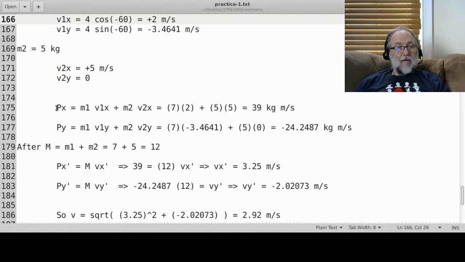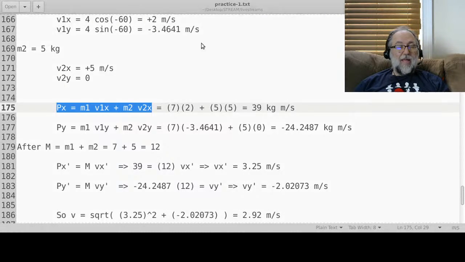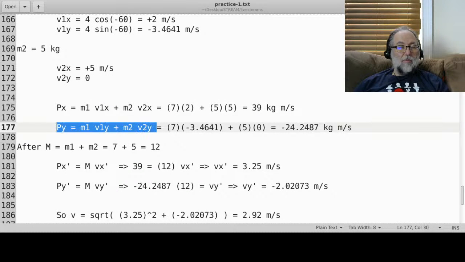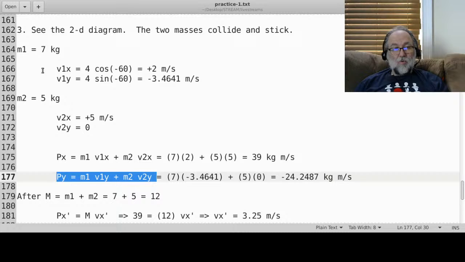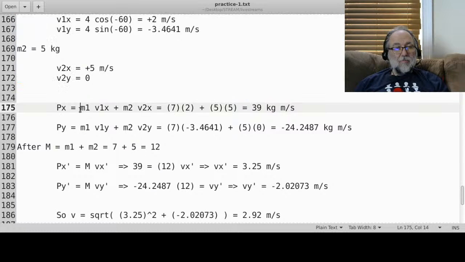Now we have conservation of momentum in the x direction, and there's that formula. It looks the same as above. Before it was m1v1 plus m2v2. Now, for the x component, it's m1v1x plus m2v2x. And for the y component, same thing, but y instead of x. So py, the y component of the momentum, is m1v1y plus m2v2y. We have the masses and the velocities broken up into components right here, so you just substitute in there.